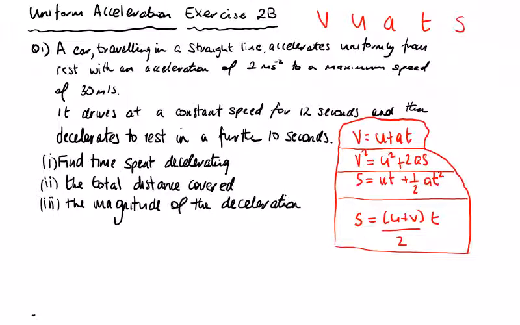In exercise 2b, we're going to use the same four formulas with the 5 variables: v, u, a, t, and s. Final velocity, initial velocity, acceleration, time, and distance covered. So we're going to draw time velocity graphs for each of these questions. A car travelling in a straight line accelerates uniformly from rest with acceleration of 2 meters per second squared.